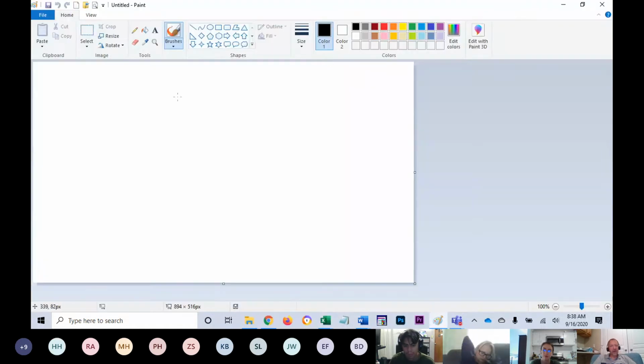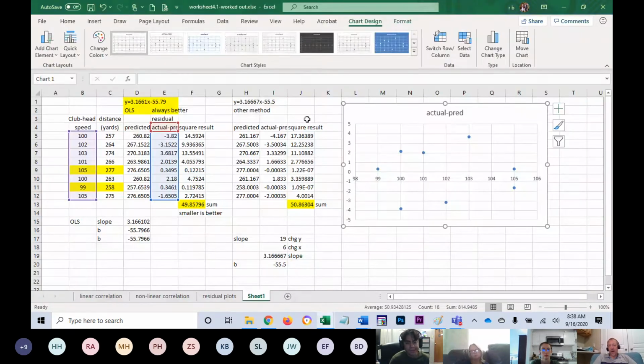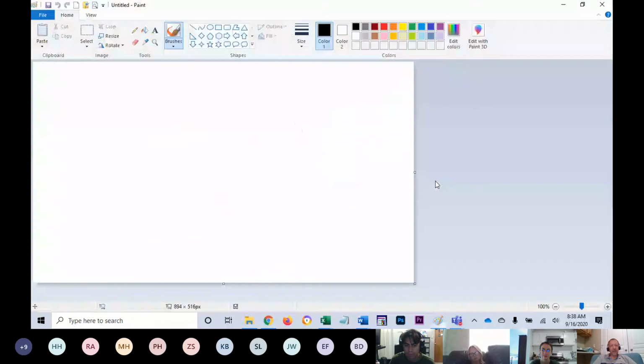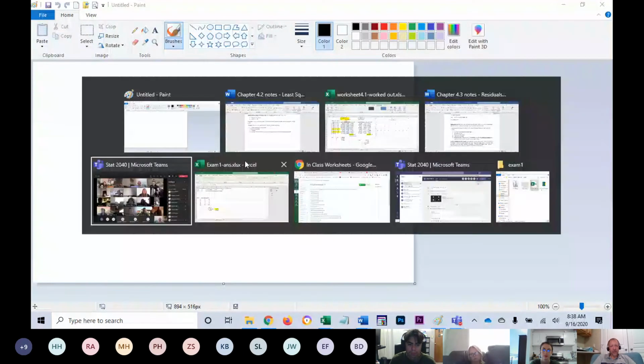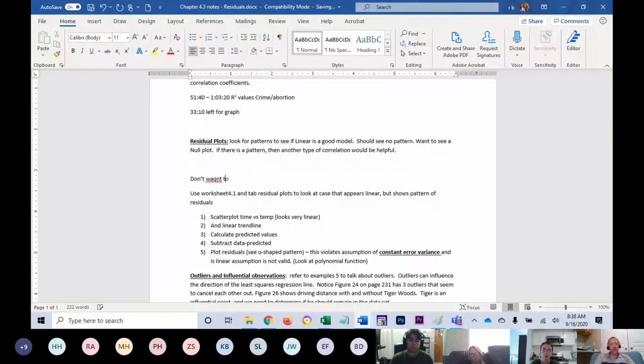So the idea here is you want to see a null plot. There's no pattern to this data that you can think of. Remember, we talked about the hamburger, the hot dog, the banana, okay? So the types of patterns that you don't want to see, if I go back to 4.3, you don't want to see parabolas or curves for the residual plot.